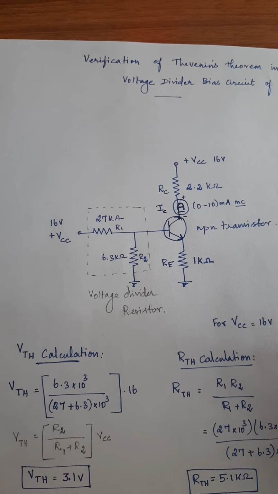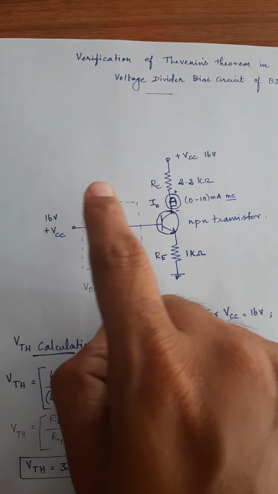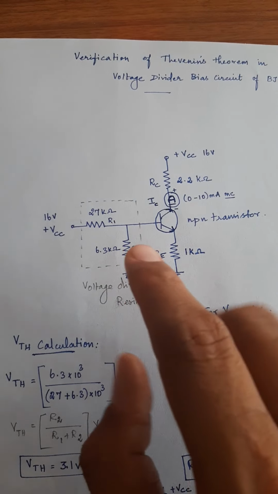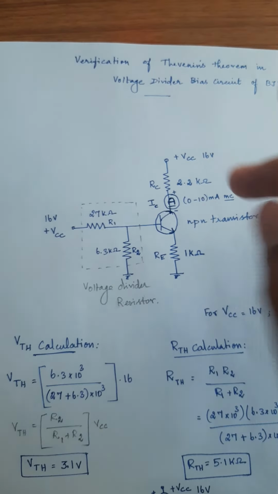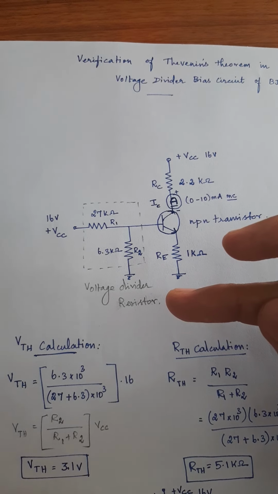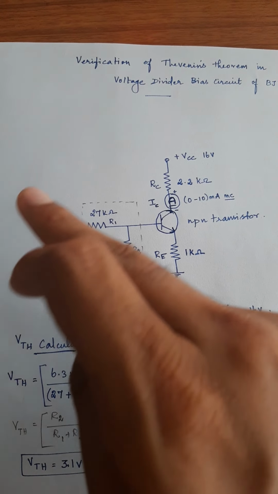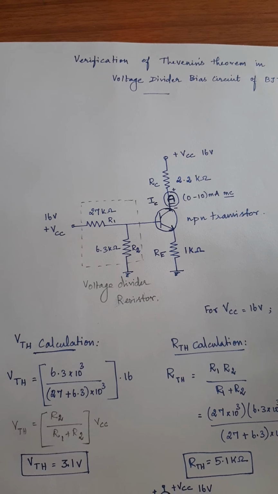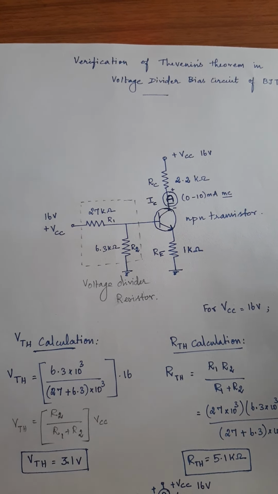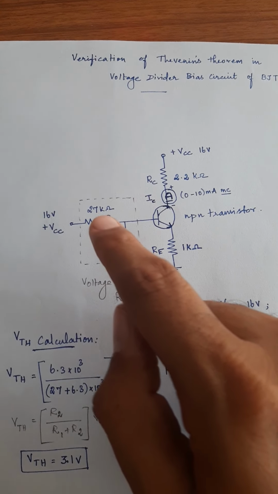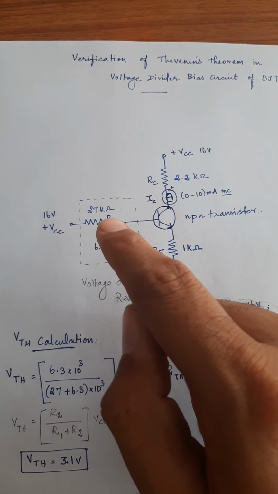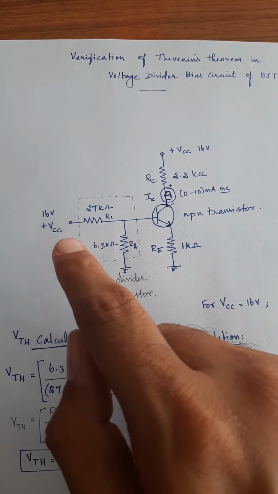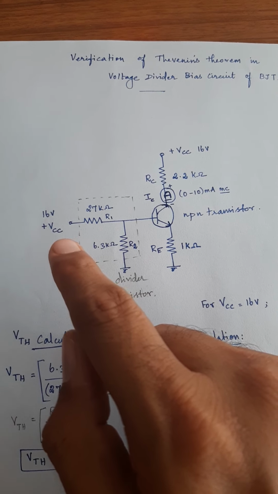Now we are going to find the equivalent circuit for this VCC and these two resistances. The right hand part will be untouched, whereas this component is going to be simplified now by means of Thevenin's theorem. As per Thevenin's theorem, these two resistances can be represented by an equivalent resistance called RTH, Thevenin's resistance, and the voltage available at this point can be marked as Thevenin's voltage VTH.